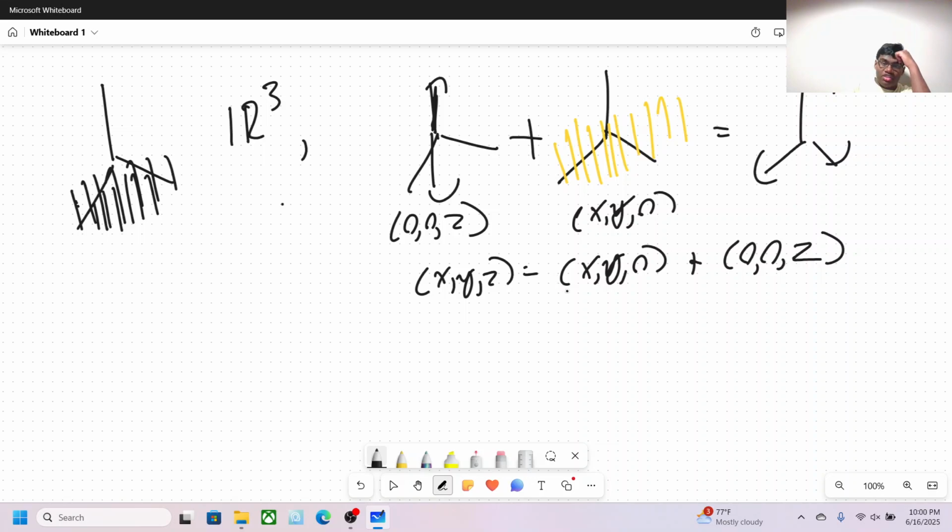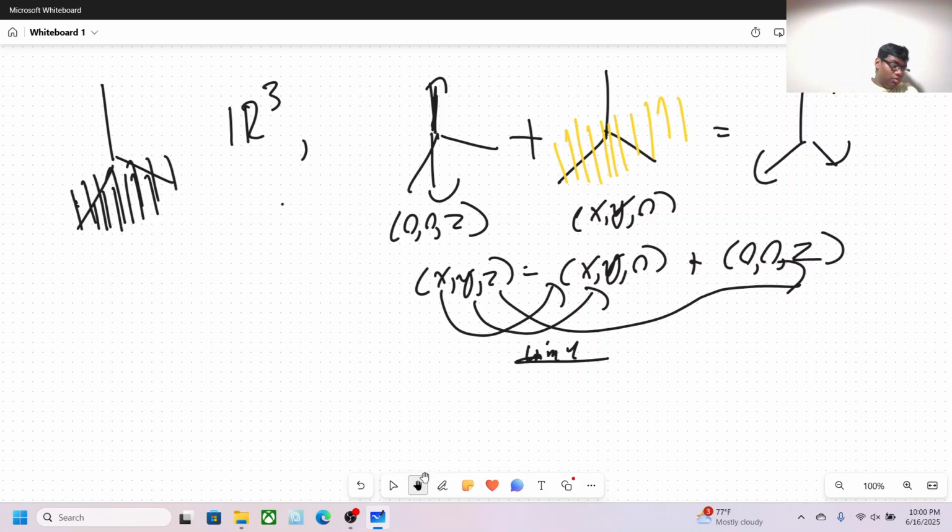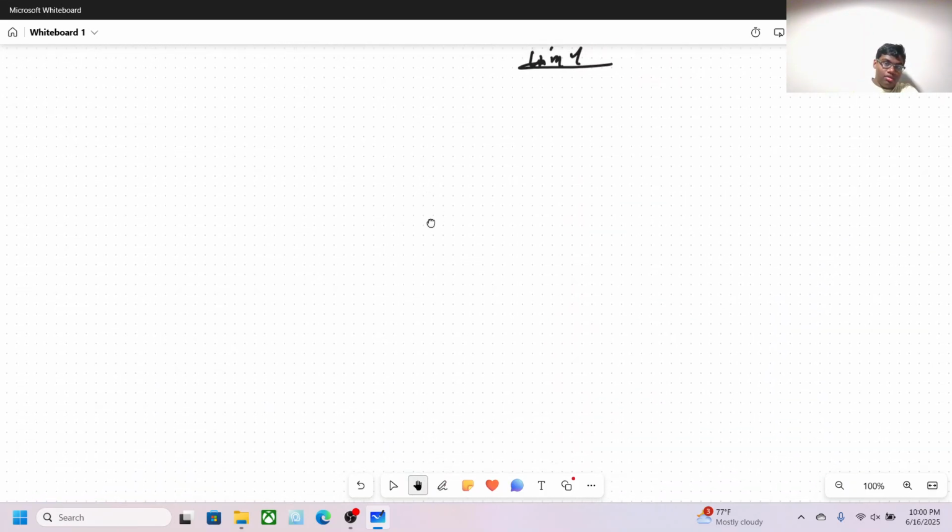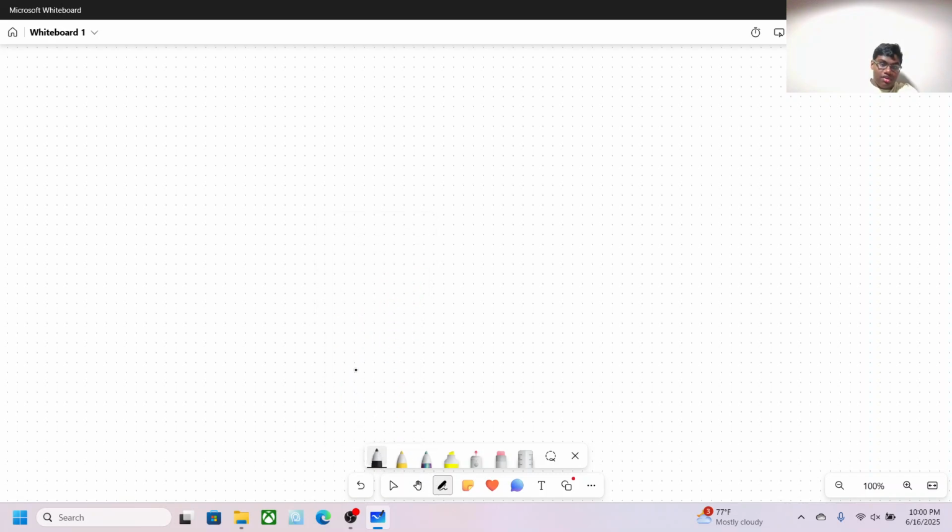And furthermore, this is unique. There's only one way to do this, since this x has to go to this x, this y has to go to this y, this must be 0, and this z has to go to this z. And so somehow this is unique, and this is an idea we want to encode. So the way to do this is to define the following.